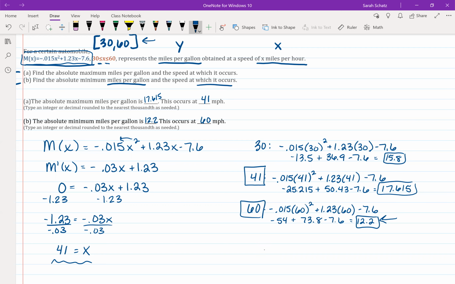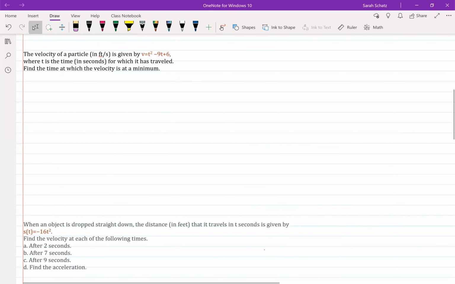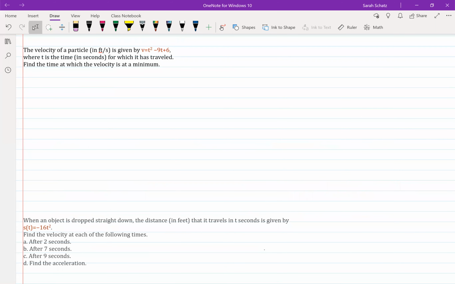Okay, so we did that one. Let's move on to the next one. You guys, there is a similar question on your quiz, just like this. So let's read it. It says the velocity of a particle in feet per second is given by v equals t squared minus 9t plus 6, where t is the time in seconds for which it has traveled. Find the time, so remember time is an x value here, at which the velocity, the y, is at a minimum.